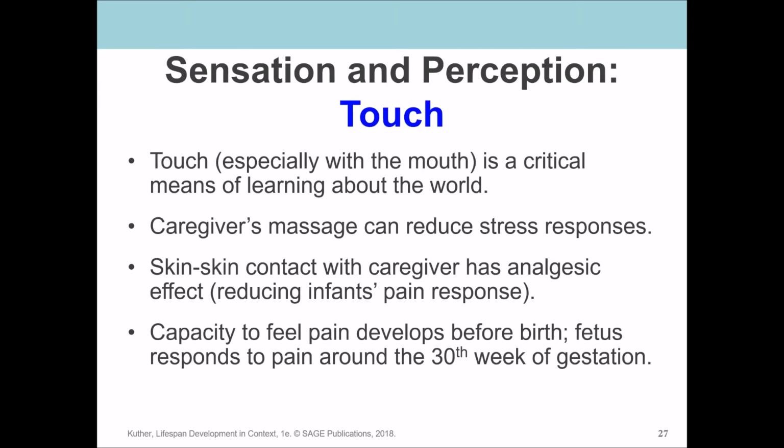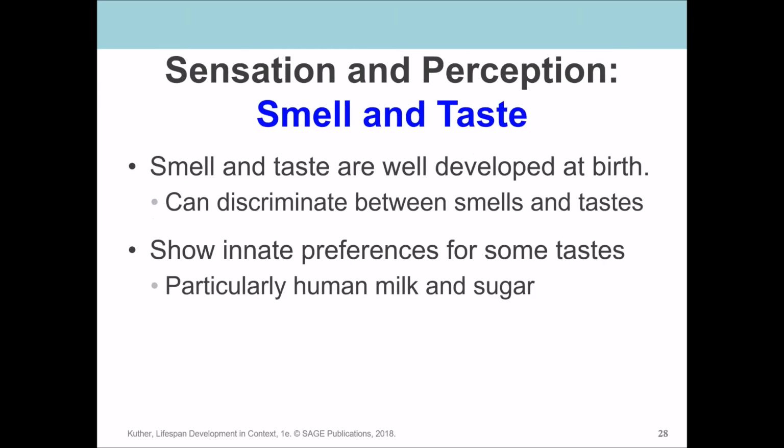And the capacity to feel pain develops before birth. At around the 30th week of gestation, the fetus begins to respond to a stimulus that may be creating a pain feeling. Smell and taste are well developed at birth. Newborns can discriminate between smells and tastes, and they show disgusted facial expressions in response to offensive odors. And newborns can recognize their mother's odor and be calmed by her scent.